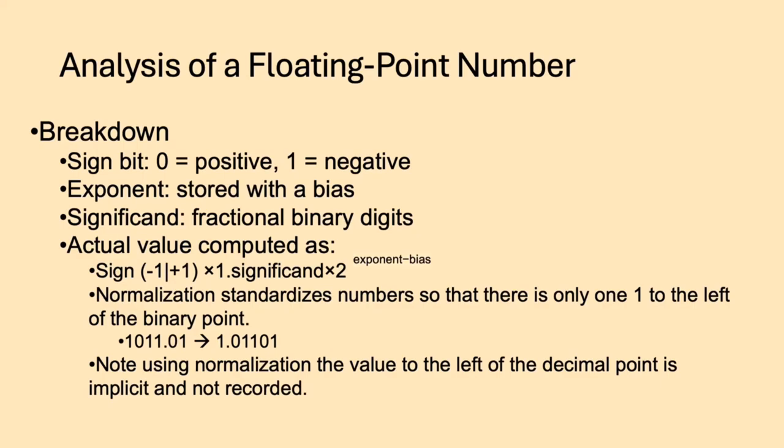So a number such as 1011.01 would become 1.01101. Since the numbers are normalized with this leading 1, it need not be recorded. Instead, it is implicit. This saves another bit. There are some cases where normalization does not apply, such as an all-zero number.